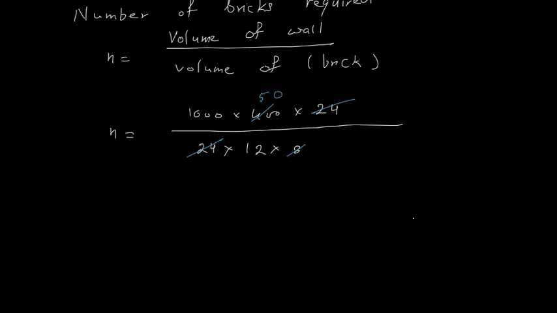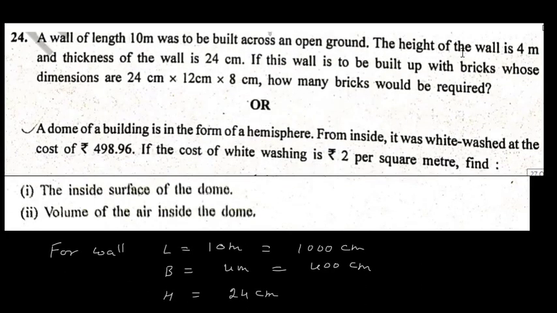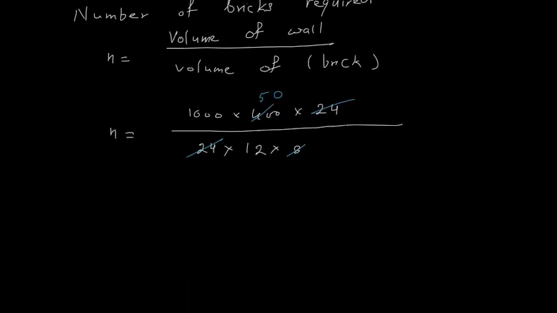Then this 12, so with 4 I can divide. Now here a length is given, a wall of 10 meter to be built on open ground, height is 4 meter and thickness is 24, and here 24, 12 and 8 centimeter. Okay, so with 12 I will divide, so 4 3s are 12 and here it is 4 2s are 8, 2. 24 5s are 20, 250. So this is 250 into 50, 25 5s are 125, this is 125,000 divided by 3.